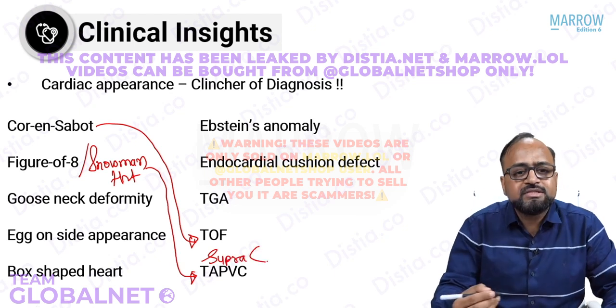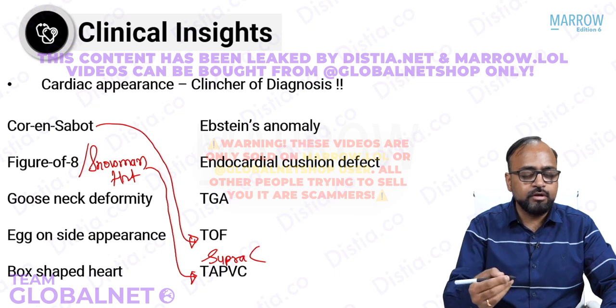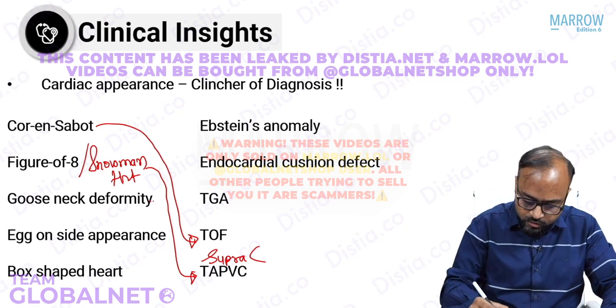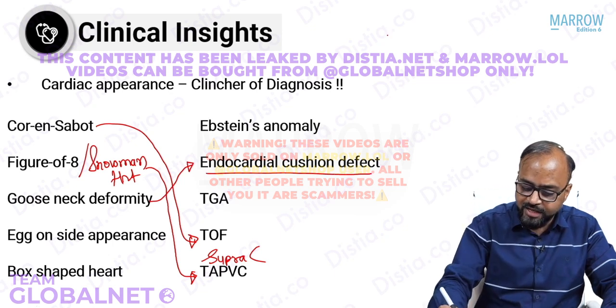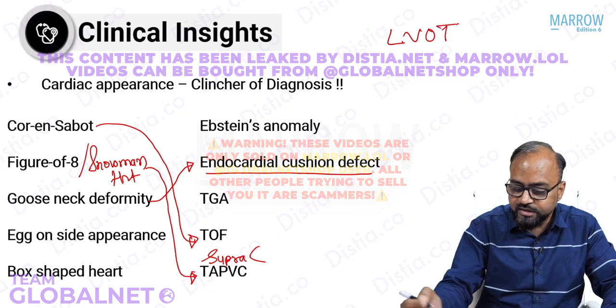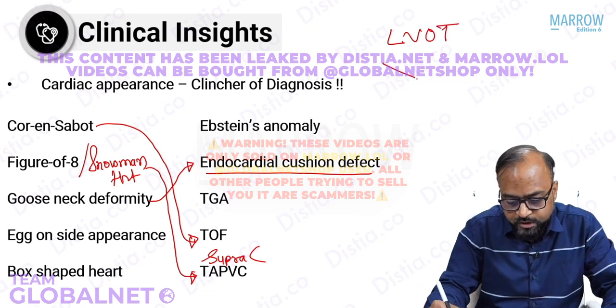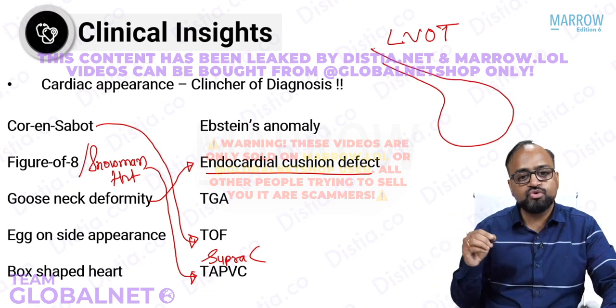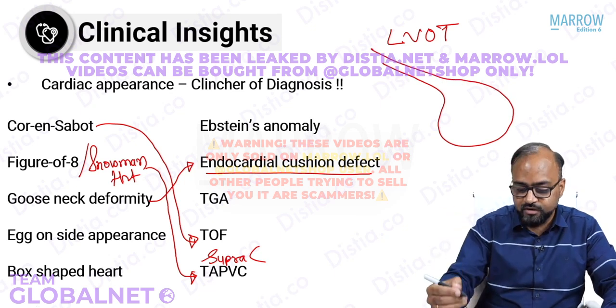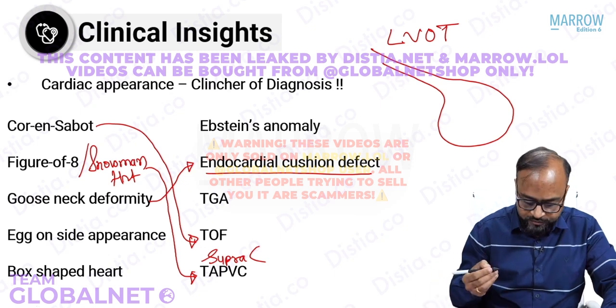Gooseneck deformity is a slightly lesser known appearance. This is a feature of endocardial cushion defect. Because in the endocardial cushion defect, the LVOT, that is left ventricular outflow tract, becomes excessively narrowed like this, right? It looks as if it is a gooseneck appearance. So this is the gooseneck appearance of endocardial cushion defects.